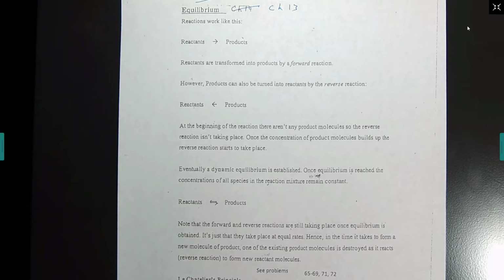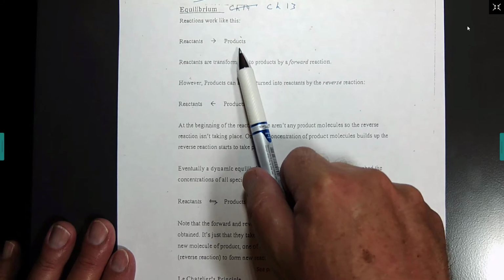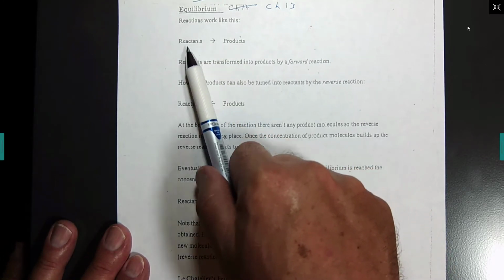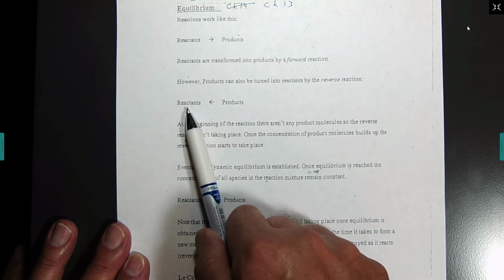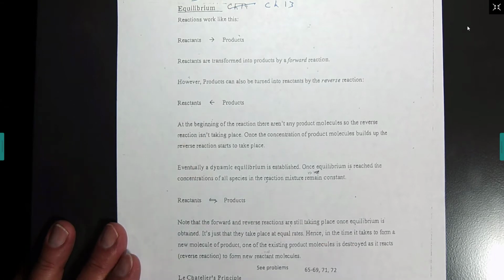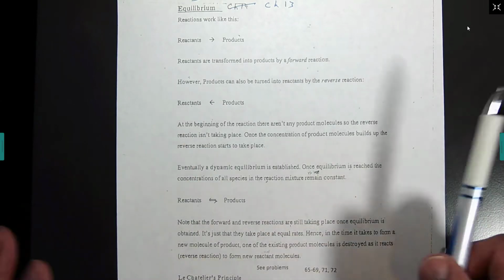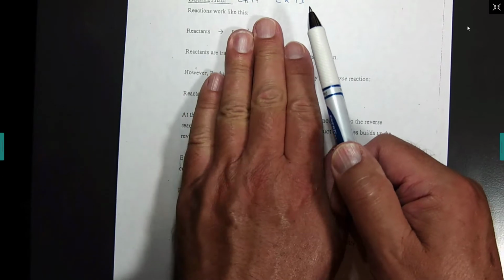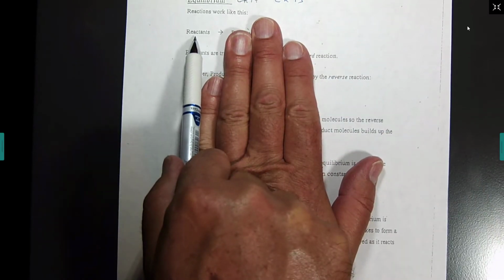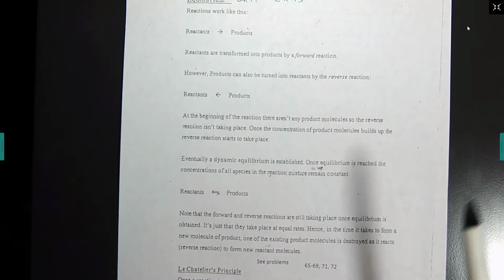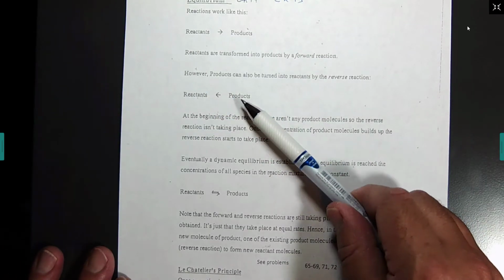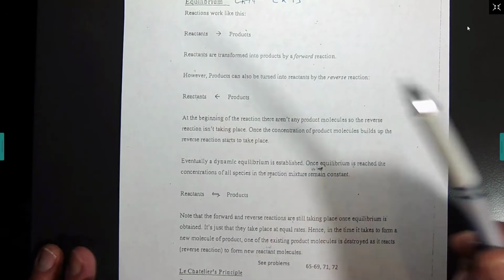Something we don't usually think about in Chem 1 is once you start to build up some products, it turns out products can be transformed back into reactants. So products can turn back into reactants. When you first start a reaction, hey, there aren't any products around. All you have are the starting materials. They turn into products. You start to build up more and more products. The products start to break down into reactants.